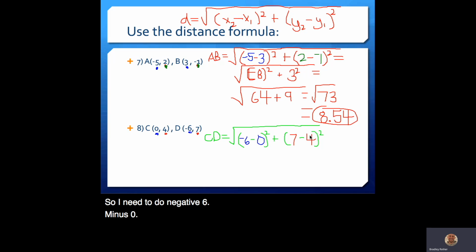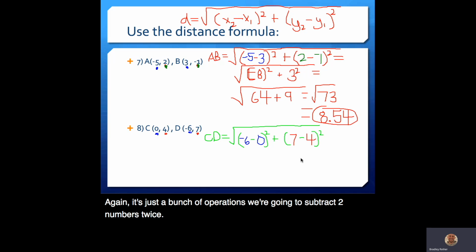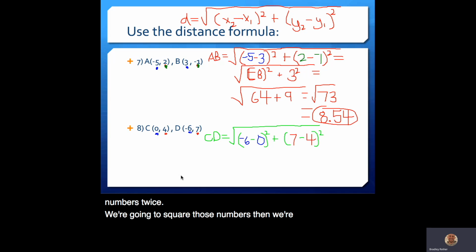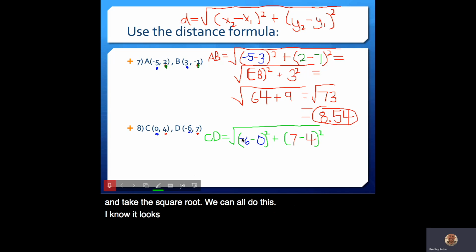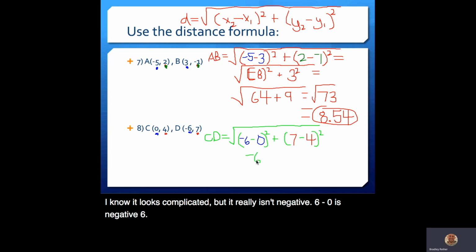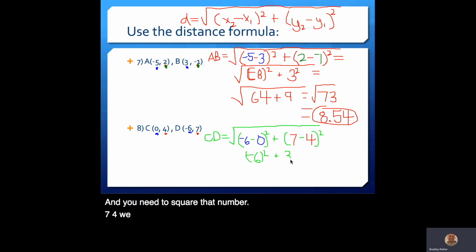Again, it's just a bunch of operations. We're going to subtract 2 numbers twice. We're going to square those numbers, then we're going to add them and take the square root. We can all do this. I know it looks complicated, but it really isn't. -6 minus 0 is -6. And you need to square that number. 7 minus 4 we know is 3. It's a positive 3, so I don't need to put the parentheses on there because I don't have a negative.